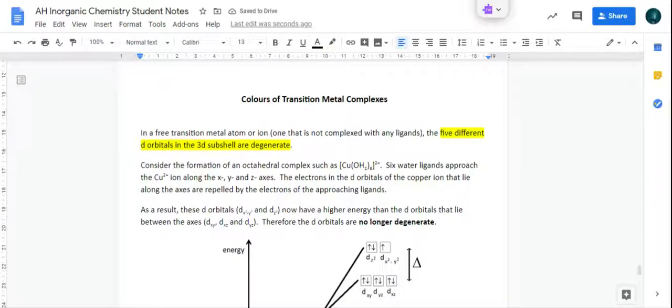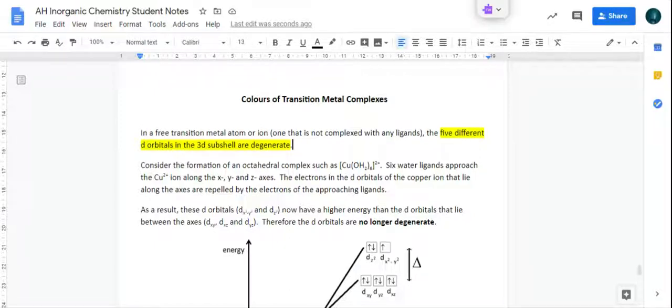This changes when ligands are bound to the central metal ion. For example, if we look at an octahedral complex, this has a central copper ion surrounded by 6 water ligands. Now the 6 water ligands will approach along the x, y, and z axes, okay? If you imagine it's an octahedral complex, all the bond angles are at 90 degrees. The electrons in the d orbitals that lie along those axes will be repelled by the electrons of the approaching ligands.